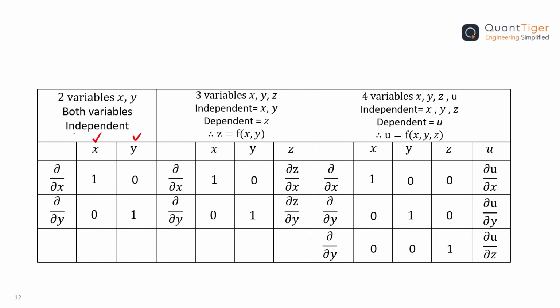With these 2 variables, x and y, like we just did: when we are differentiating with respect to x, the value of x will be changing and y will be constant, so the derivative of y will be 0. With respect to y, x will be treated as a constant, so its differentiation will be 0 and that of y will be just 1.